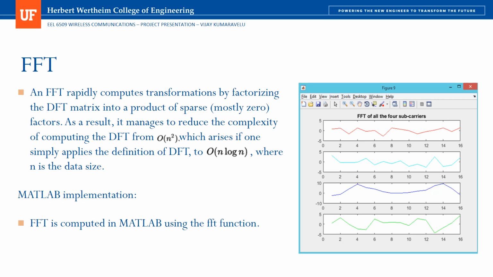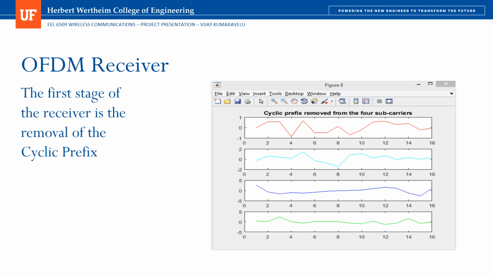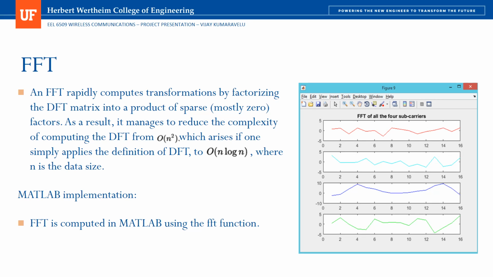In MATLAB, FFT is computed using the FFT function. It manages to reduce the complexity of computing DFT, and therefore this is much preferred and much faster. Again, to the right of the screen, you can see the FFT of all these 4 subcarriers. That is after the cyclic prefix was removed, then we apply FFT on all the 4 subcarriers, and this is the result that we got from my simulation.